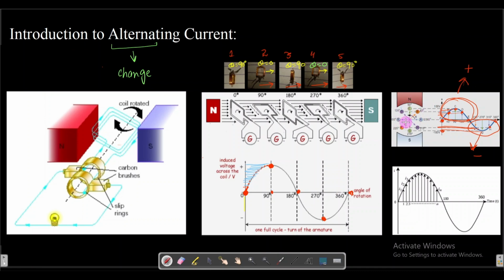For each degree rise we have different EMF values, so their magnitude is changing with the degree. The magnitude of the induced EMF is changing with each degree rise. Okay, so in this way the magnitude is changing and the direction is also changing in alternating current.